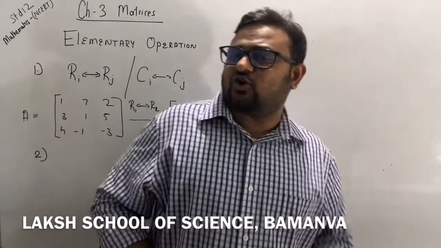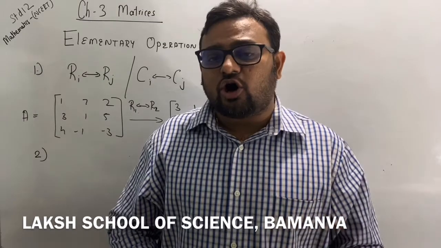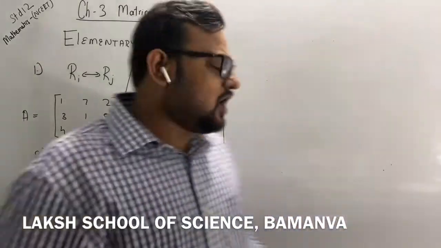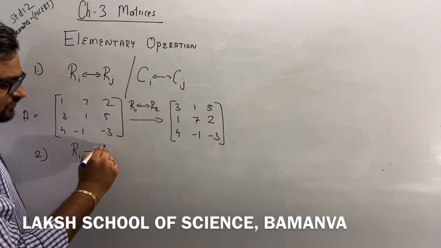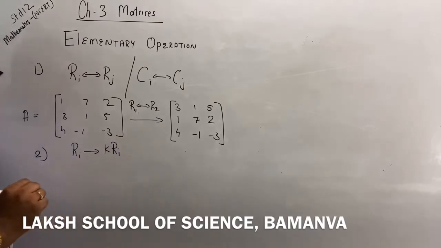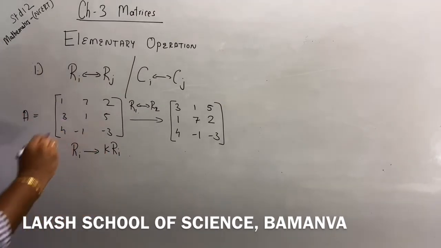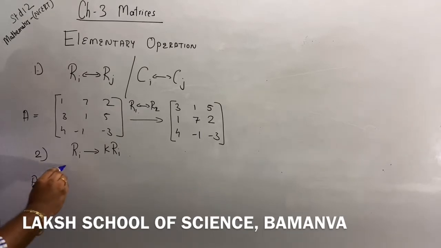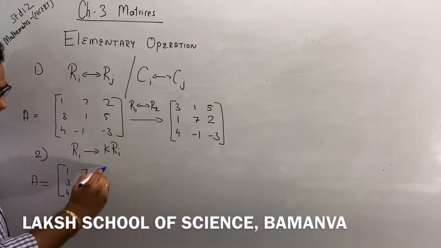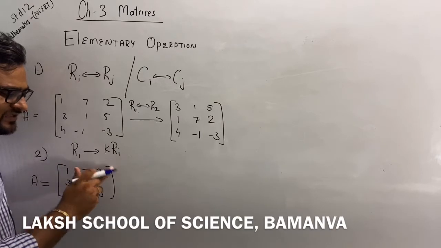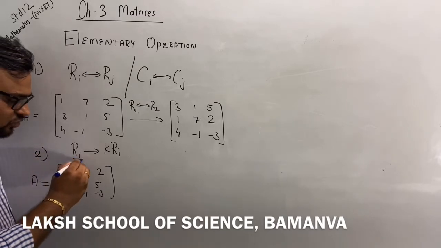The second one is multiplying elements of any row or any column by a non-zero number. See how we can represent this. I can represent it as Ri to kRi, which means I am multiplying the ith row with k. In the similar matrix A, 1, 7, 2, 3, 1, 5, 4, minus 1, minus 3. Remember, I am not multiplying this k with the whole matrix. I am only multiplying the ith row.